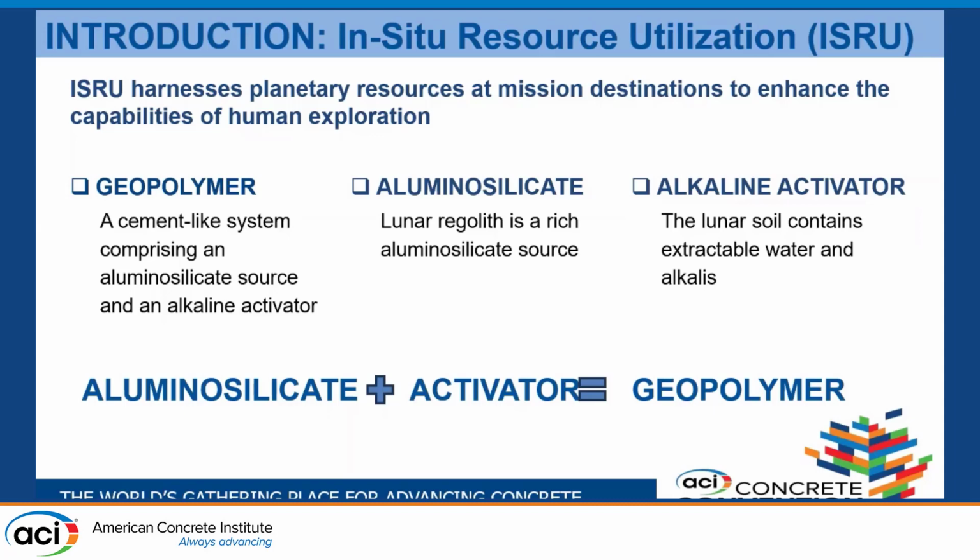Within the geopolymer, I have an aluminosilicate material, the lunar regolith, which is already present on the Moon and already has the silicate property. Then I have an alkaline activator, which typically contains extractable alkalis, which combined with the precursor produce the geopolymer, which will be tested further in my upcoming slides.